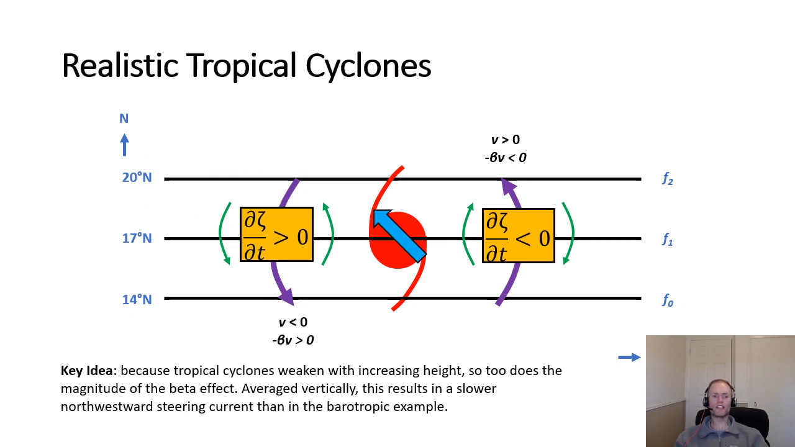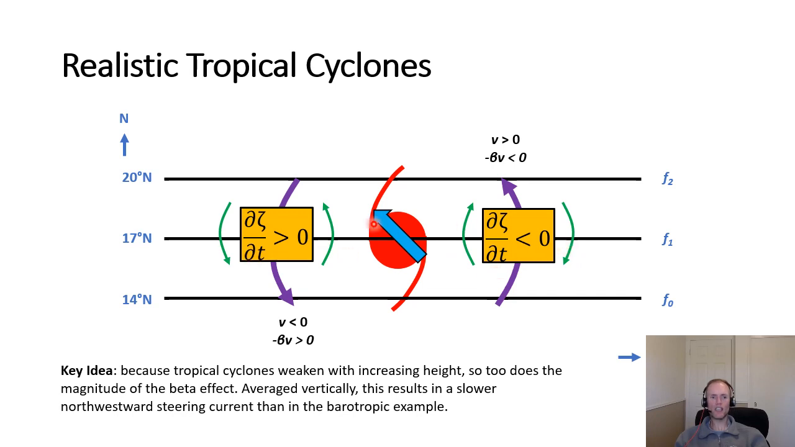So what about for realistic tropical cyclones? To this point, we've assumed that the tropical cyclone's intensity is constant with height. But we know from our tropical cyclone structure lectures that tropical cyclones are not constant in intensity with height. Rather, they weaken as you go upward in height. And so consequently, the magnitude of this purple flow is going to weaken as you go upward with height, which will lead to a reduction in the magnitude of these vorticity tendencies with height, which will then lead to a reduction in the magnitude of their induced horizontal flows with height.